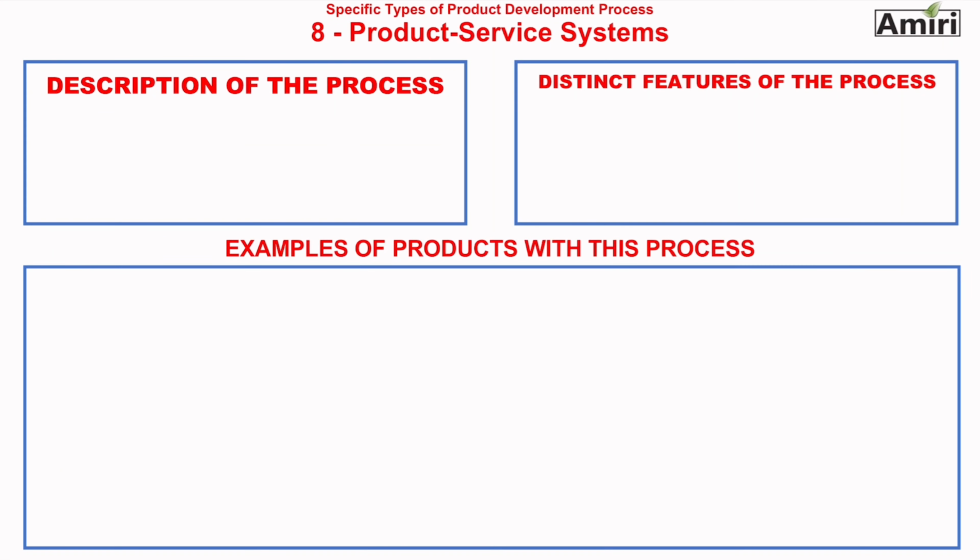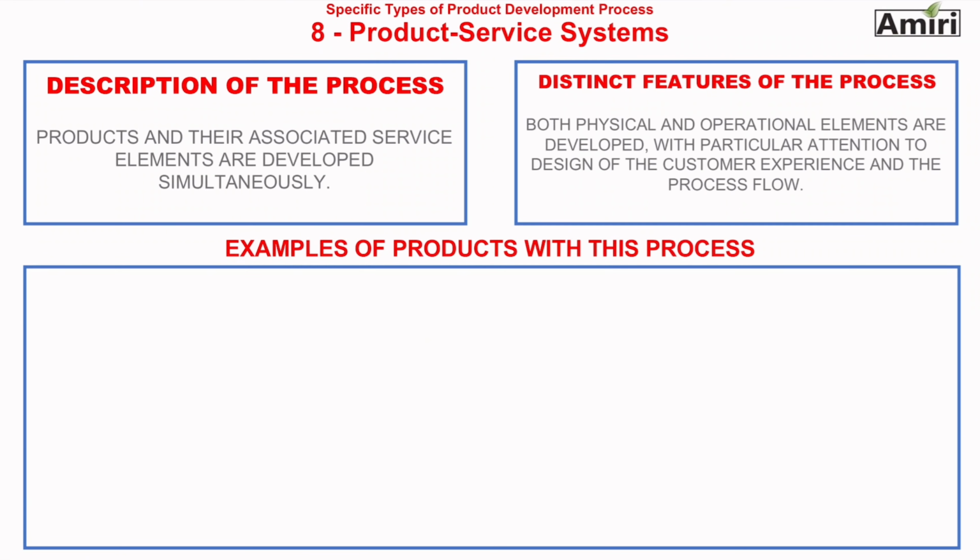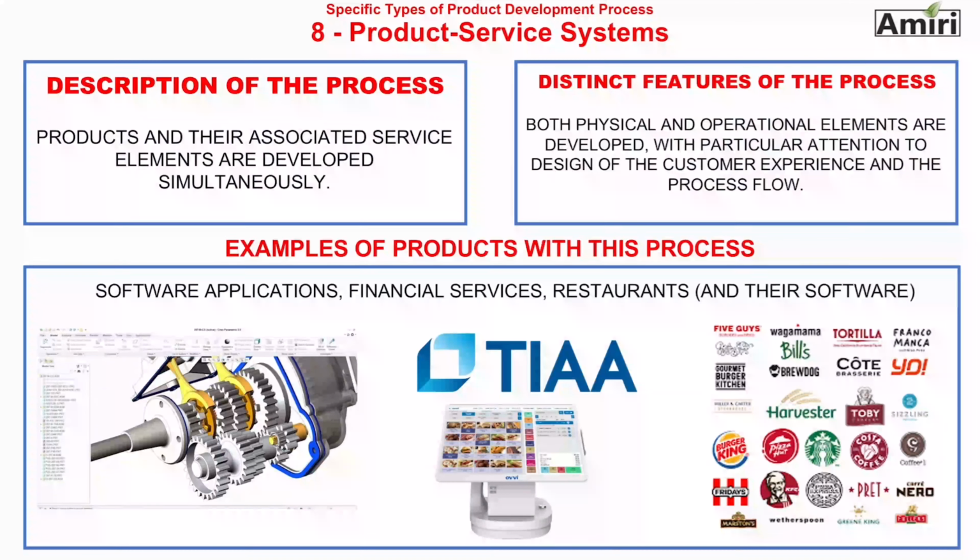Next, we have product service systems. This category includes products that are developed alongside their service element, meaning both the physical and operational aspects of the design are done together. The key is to create a smooth customer experience and efficient process flow. A good example of this is software applications, financial services, restaurants with their digital ordering and tracking systems. Think about how a restaurant might design both its kitchen layout and ordering app at the same time to work seamlessly together, and they're developed together at the same time.